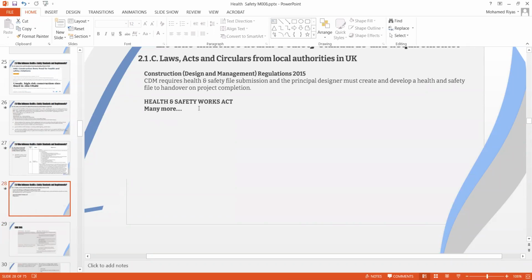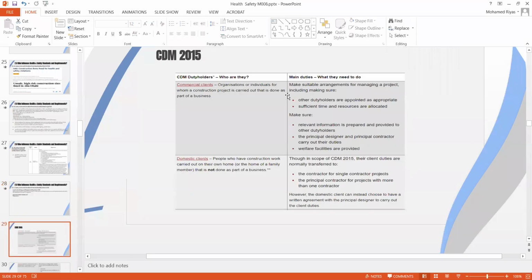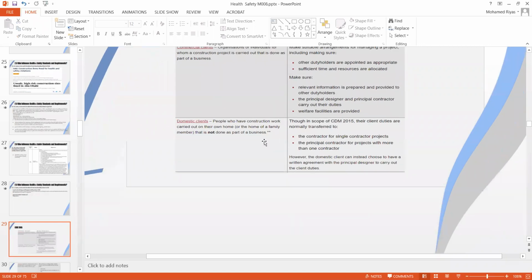Coming to the UK, we have many more, but the major ones are the Health and Safety at Work Act and the Construction Design and Management Regulations, CDM. We simply call it CDM 2015, which talks more about how safety is to be maintained at all stages. As part of the competency, we are supposed to have knowledge of CDM, not to the full level, but at least the basics: who the parties are and how safety is addressed under CDM. We have the commercial client and the domestic client, so the client is divided into two. Then we have the designer, and we have the principal contractor and subcontractor.